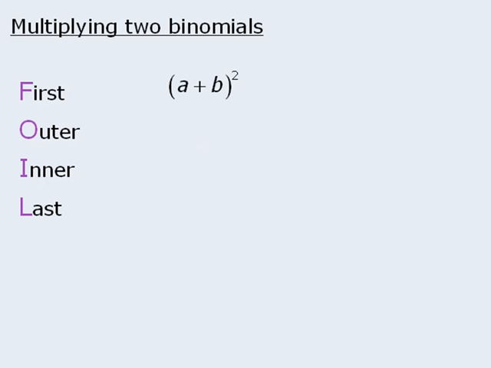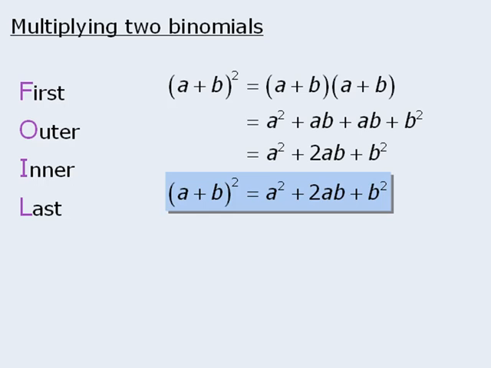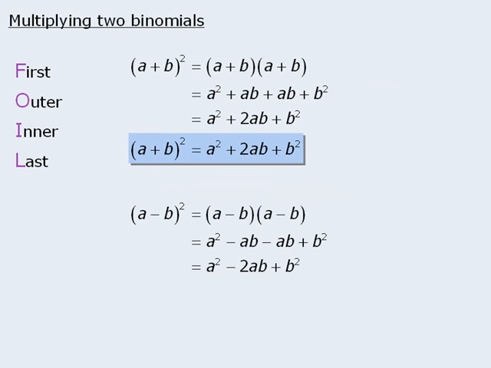To find the value of (a + b) squared, we must first recognize that this is equal to (a + b) times (a + b). From here, we can apply the FOIL method to see that (a + b) squared is equal to a squared plus 2ab plus b squared. We can use the same technique to show that (a - b) squared is equal to a squared minus 2ab plus b squared.